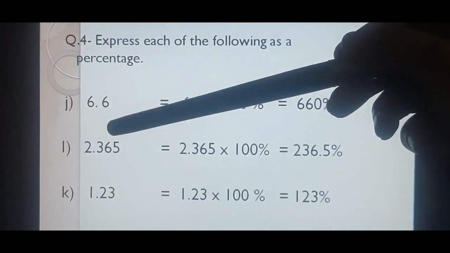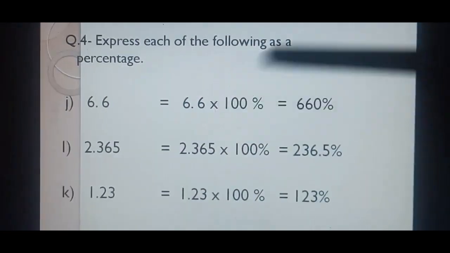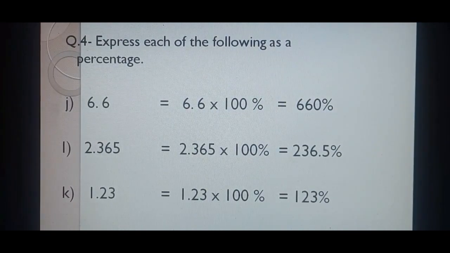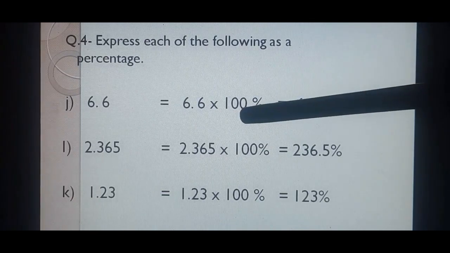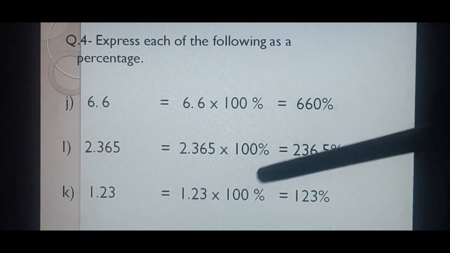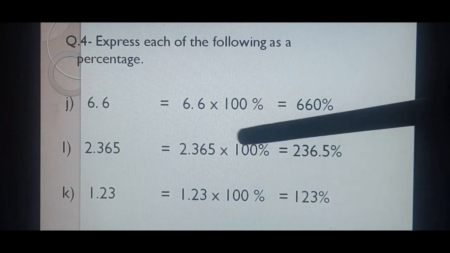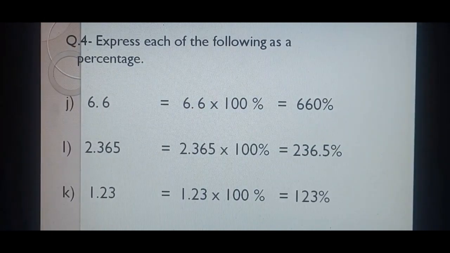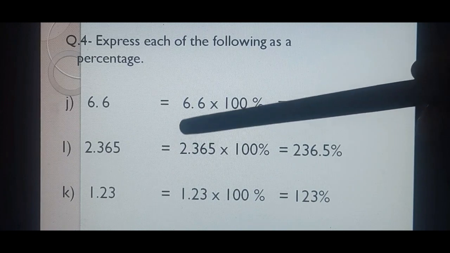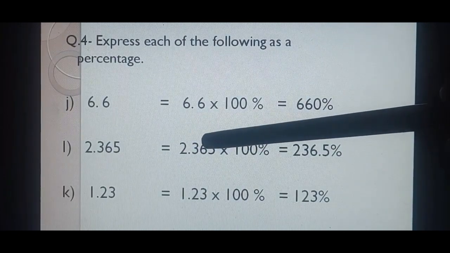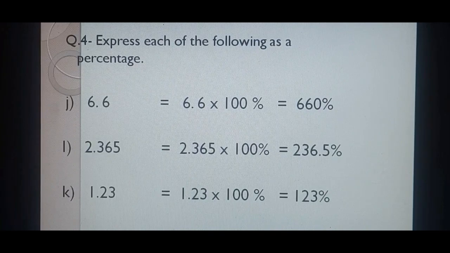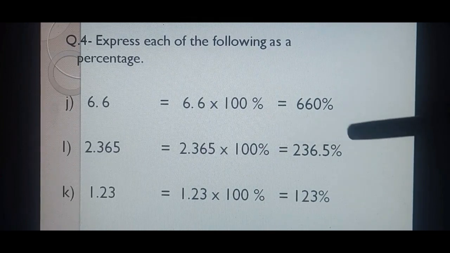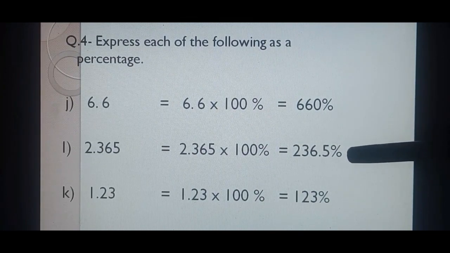Next part is there, 2 decimal 365. So 2.365 multiply by 100%. Right? Now, we will shift decimal. How many places forward? 2 places forward. 2 places to the right. As it is multiplication, so we will move to the right side. Decimal will shift 1 place and then 2 places. It will come between 6 and 5. So our answer will become 236 decimal 5%. Percentage sign will be here.